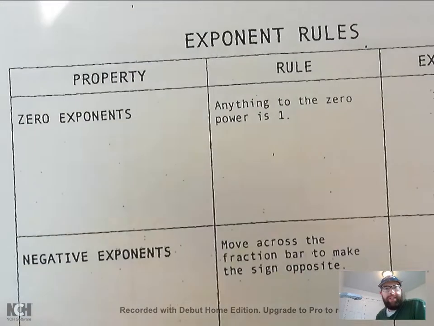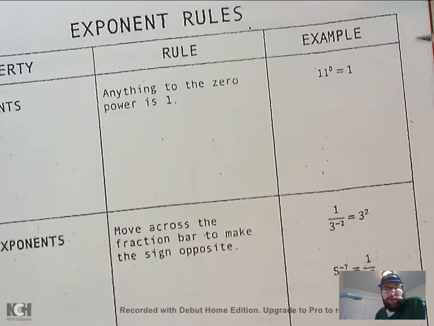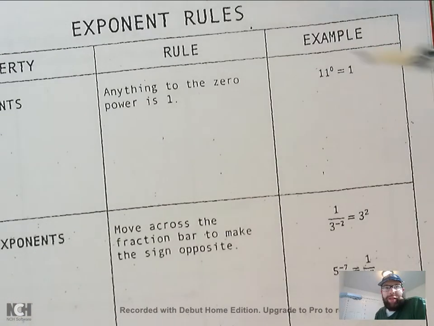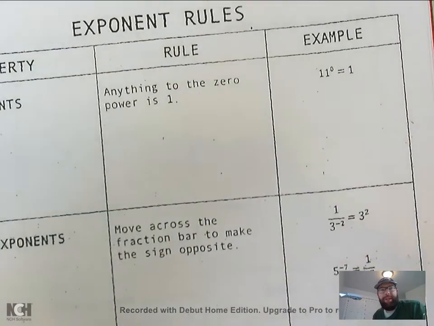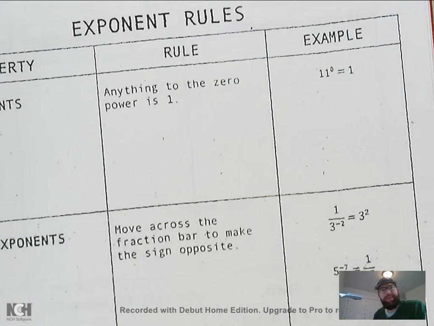The first one is 0 exponents, which is that anything to the 0 power is just equal to 1, right? It's kind of that nebulous thing between positive and negative exponents that cancels each other out, and they just equal 1. It's like dividing by itself.